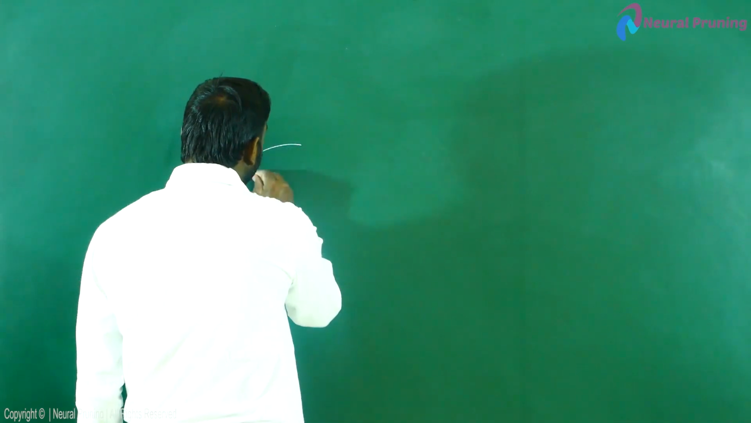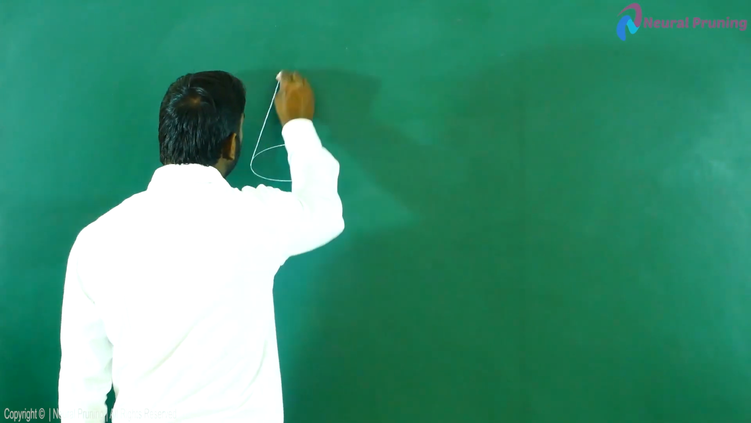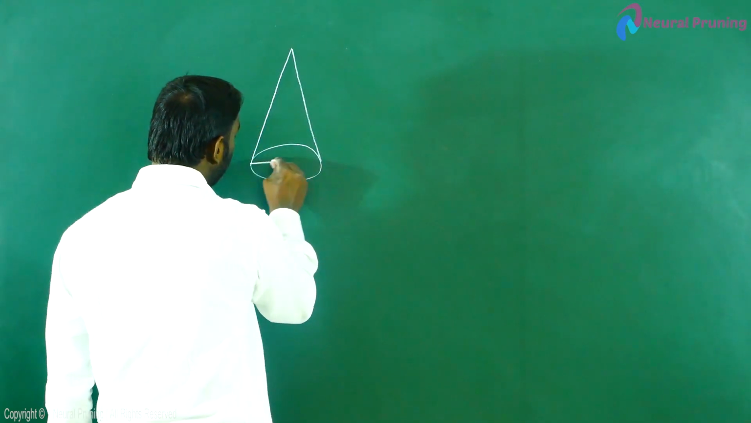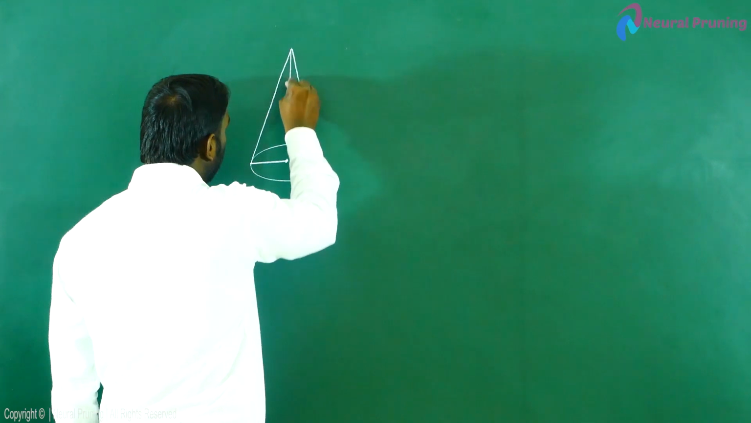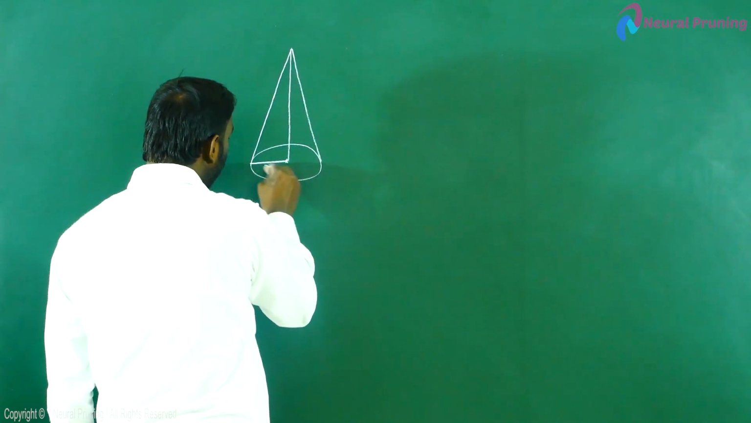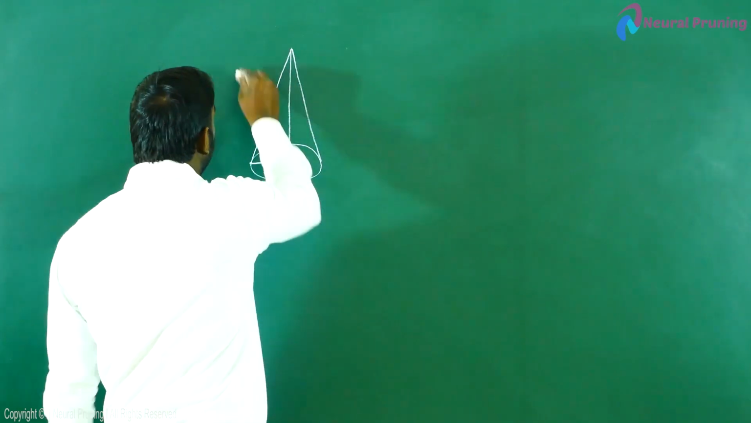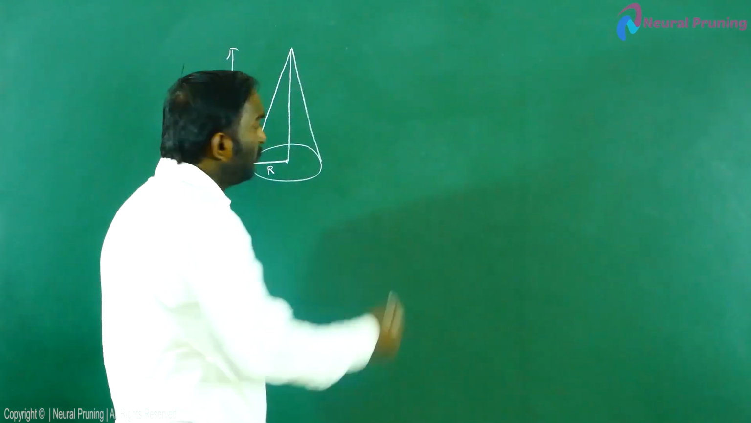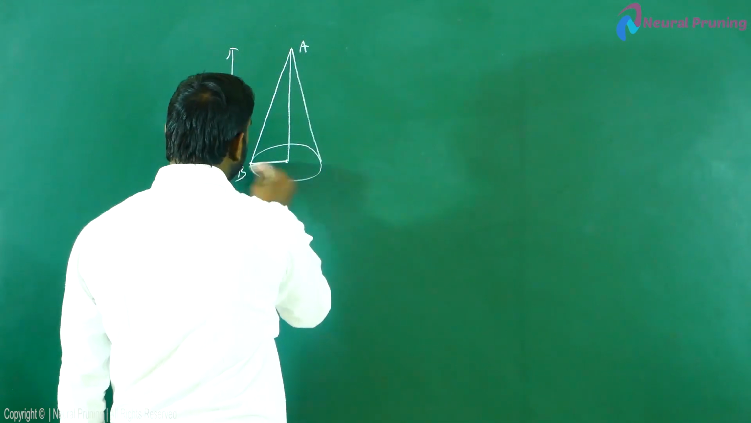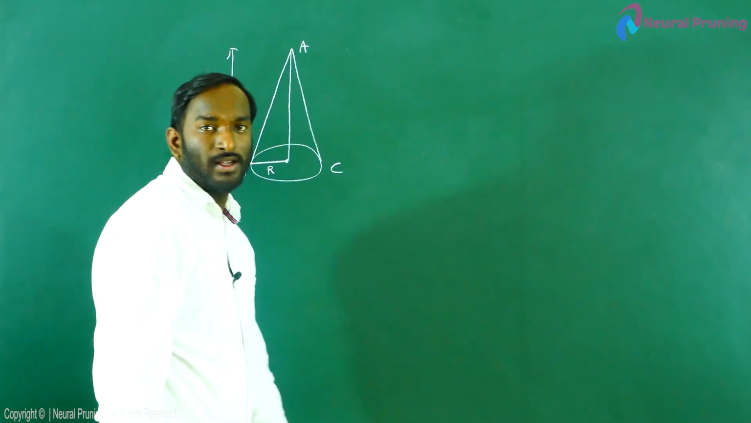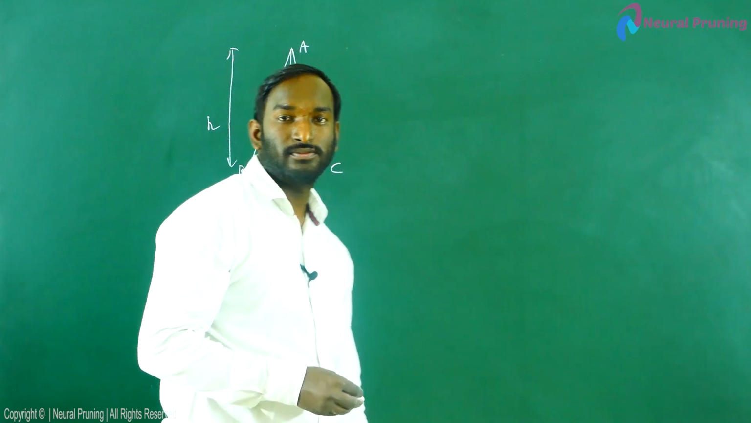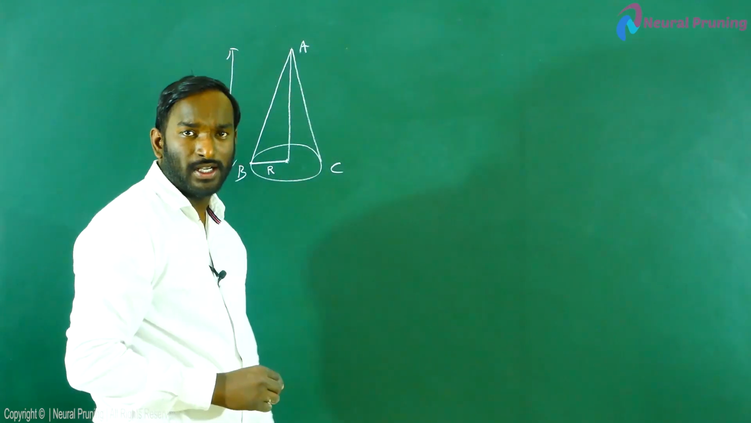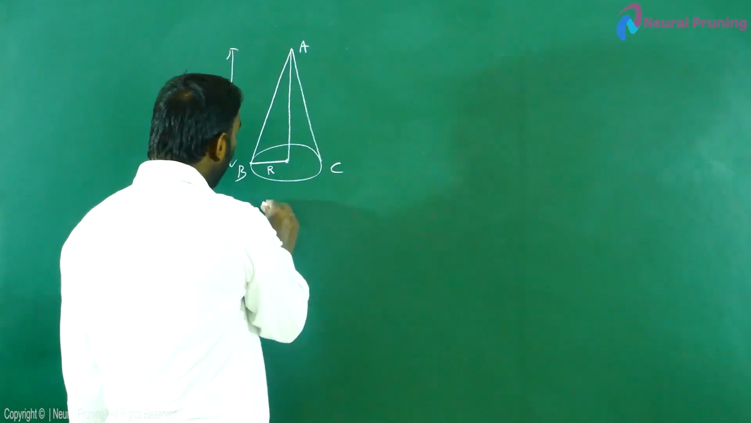Question is, you have to find the position of center of mass of right circular cone of radius r and height h. Okay, so it is A, B, C. How we are going to solve this? See, first you can find the mass of this entire solid cone.